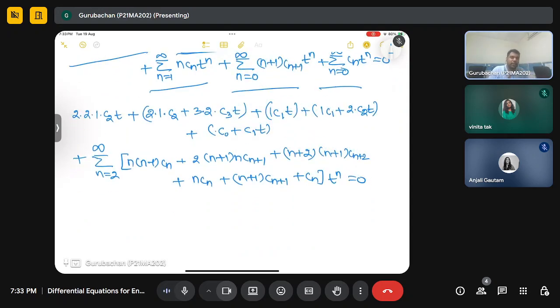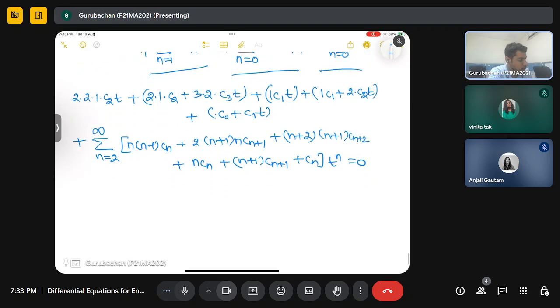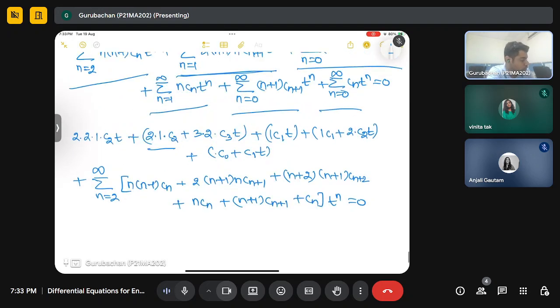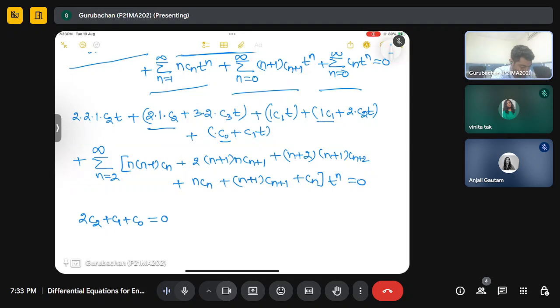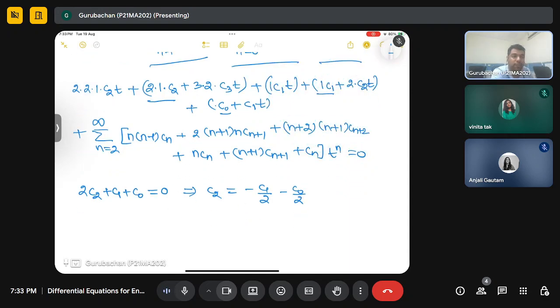Now you need to explicitly simplify the coefficient of t to the power 0, t, and t to the power n, where n will start from 2. To do this, we first separate the constant terms: 2C2, C1 and C0. So 2C2 plus C1 plus C0 will be equal to 0. Let me check whether it is true. So it is correct. From here you will get C2 is equal to minus C1 by 2 minus C0 by 2.